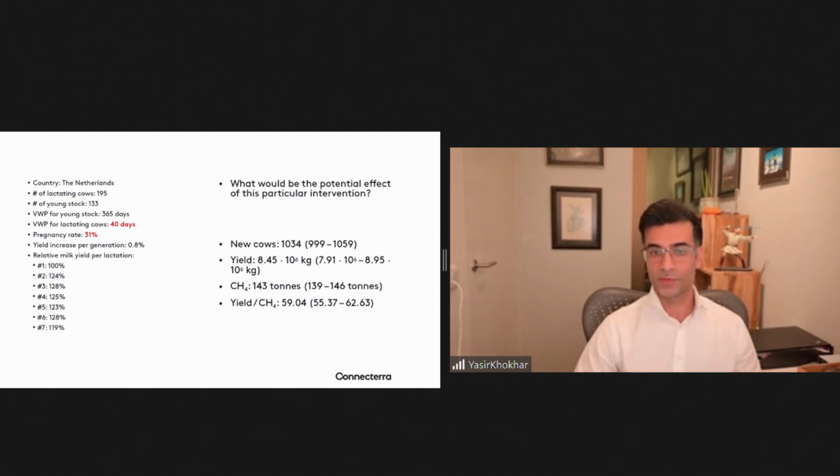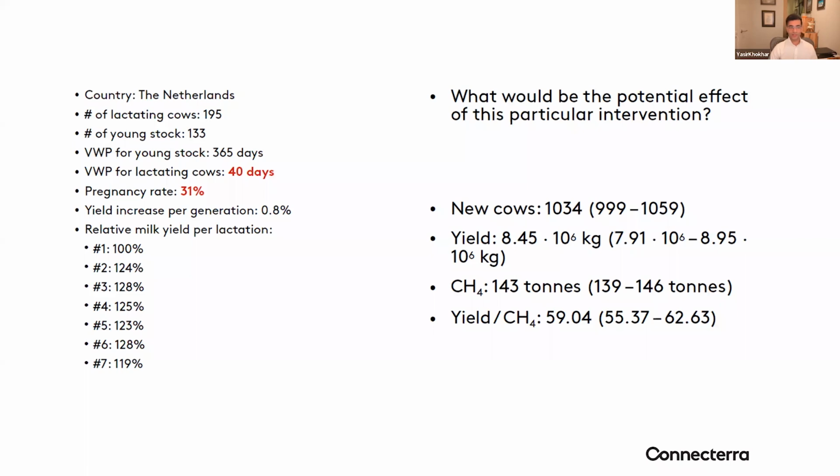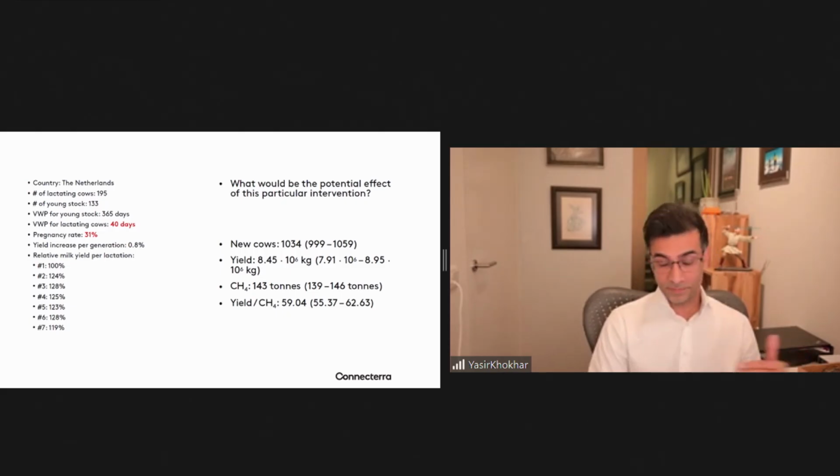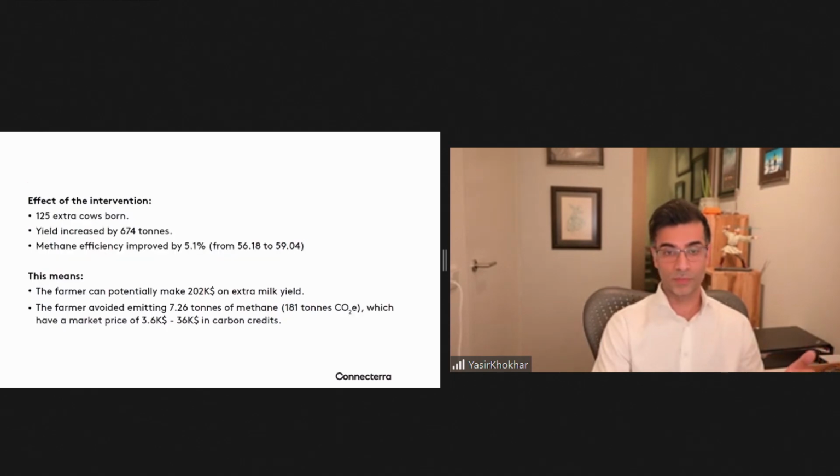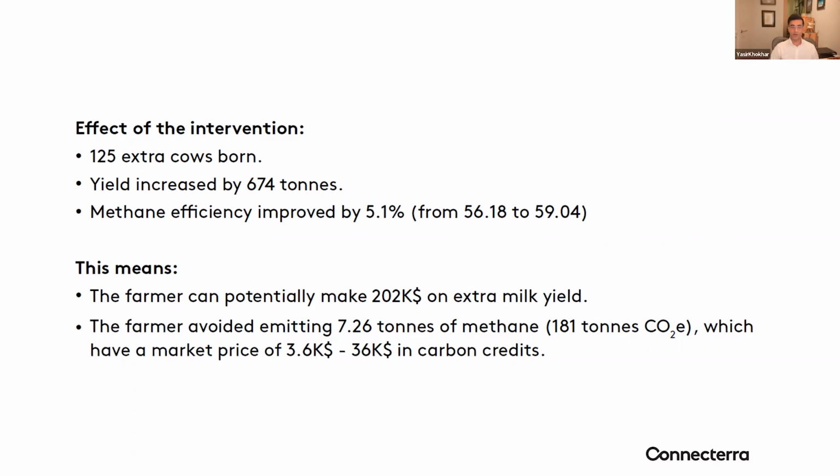And the model ran tens of thousands of simulations. It looked at many different variables and came back and said, great, you need to look at these two KPIs, preg rates and VWP. And it looked at other KPIs as well. For this particular farm, if you did these two things, you would be able to make a pretty good gain of carbon avoidance or carbon removal. It turned out that we could help this farmer with about a 5% efficiency on their methane target, which is about 181 tons of carbon equivalent.